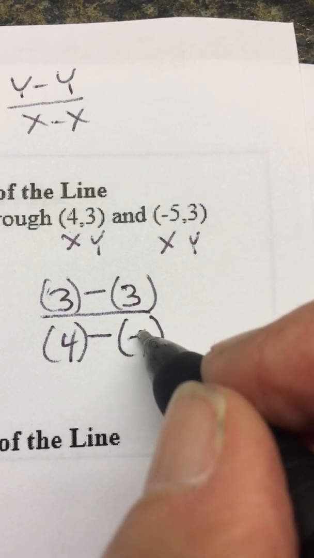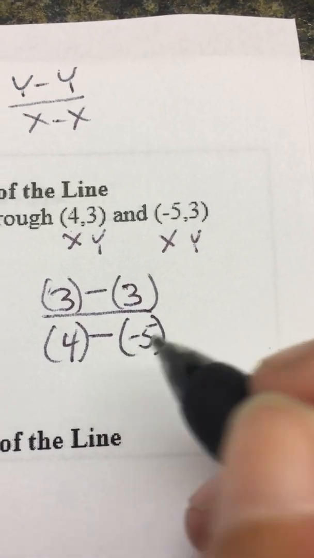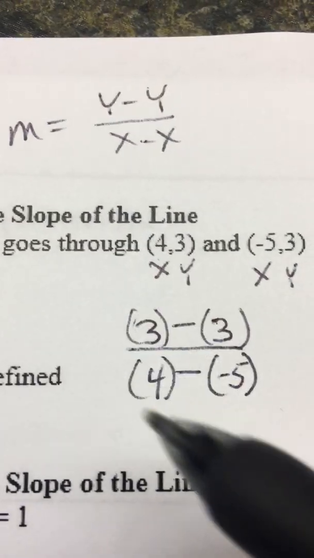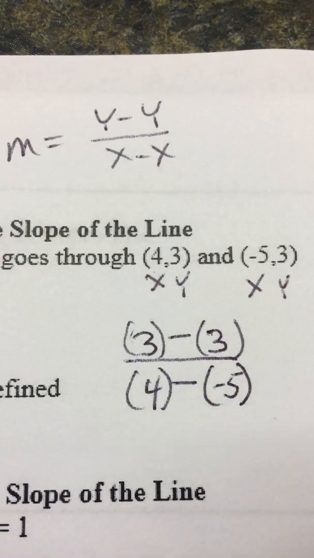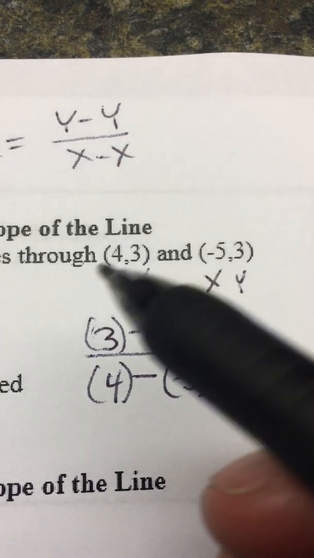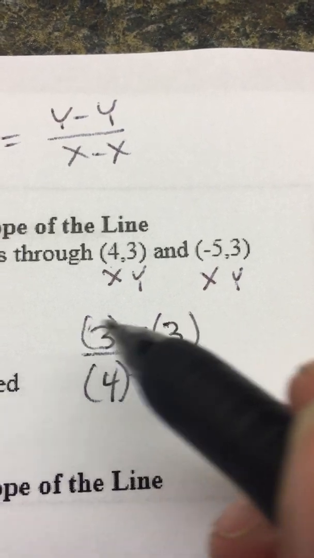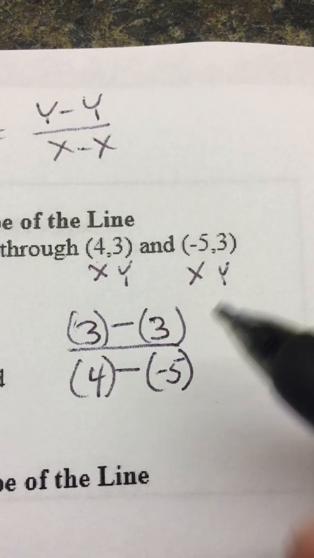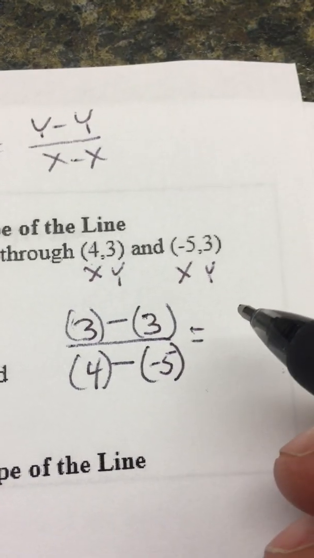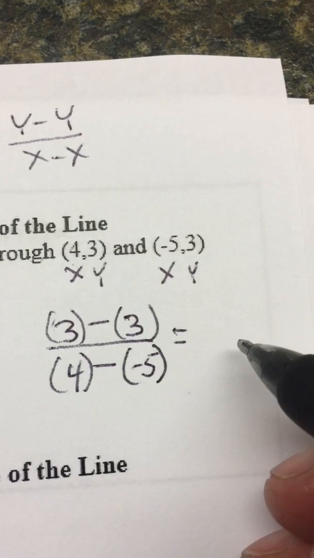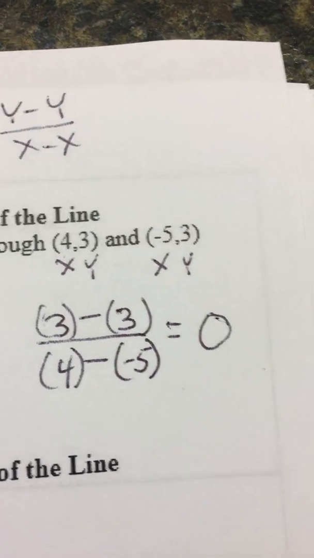4 minus negative 5. So that negative 5 goes inside the parentheses. Now, put this in the calculator under the add subtract screen. Do control divide so you have a big fraction. And then just type in this whole top part with parentheses. And then type in the whole bottom part and hit enter. And the calculator will tell you that this slope is 0.